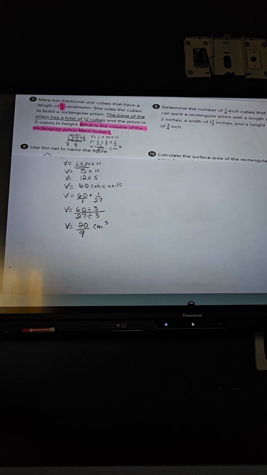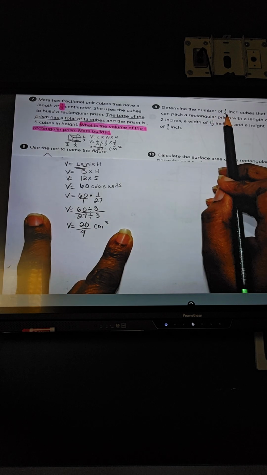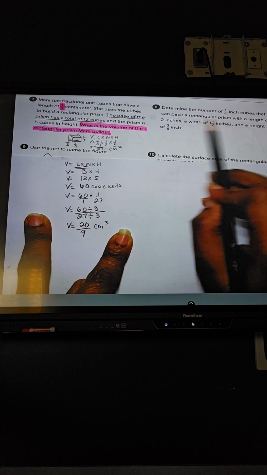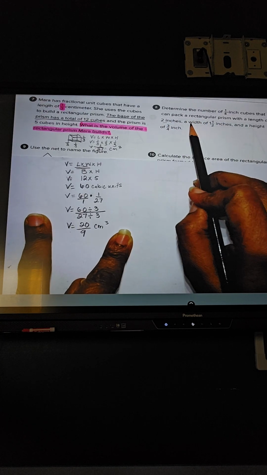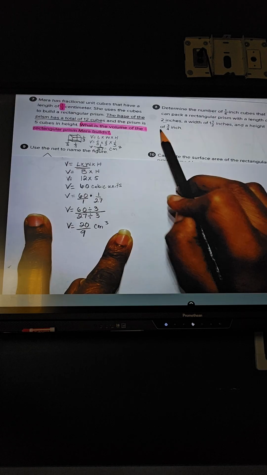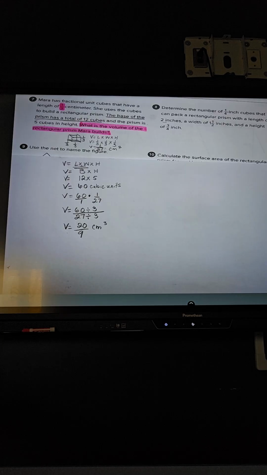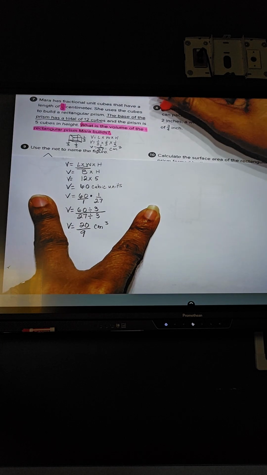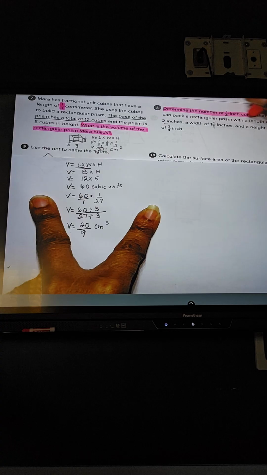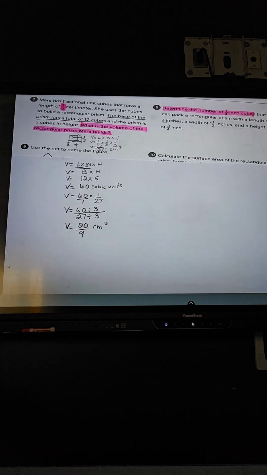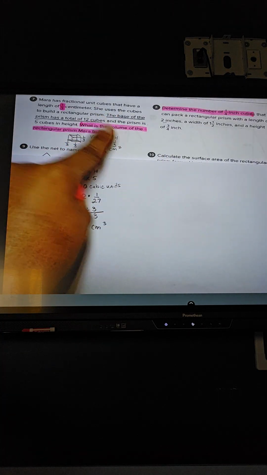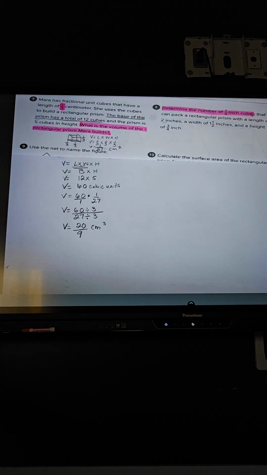All right, number 8. Determine the number of 1/4 inch cubes that can pack a rectangular prism with a length of 2 inches, a width of 1.5 inches, and a height of 3/4 inch. So here, it's different because you're determining the number of 1/4 inch cubes. So how many cubes? So it's very different. You can't do this like you did this. This is find the volume. This is how many cubes can fit inside if they're 1/4 inch. Okay? So how do you do this?